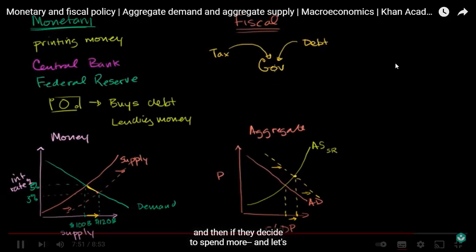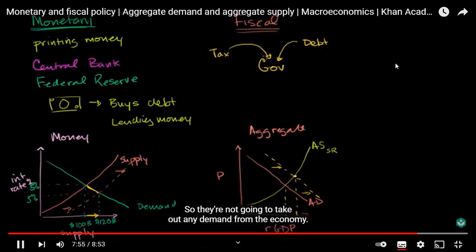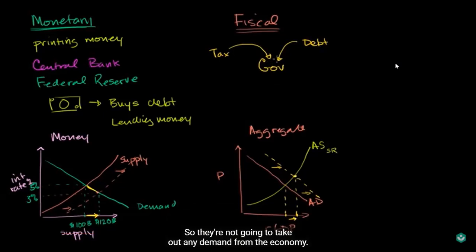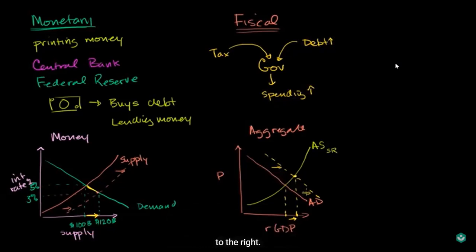And so they can take these two sources of money, and if they decide to spend more, and let's say that they're going to hold taxes fixed, so they're not going to take out any demand from the economy, they might ratchet up debt and then ratchet up spending, and the government is directly going out there and demanding more goods and services. So that could also shift the aggregate demand curve to the right. So these are two different levers, two different tools that have been used in governments all around the world to shift aggregate demand one way or the other, or to attempt to.